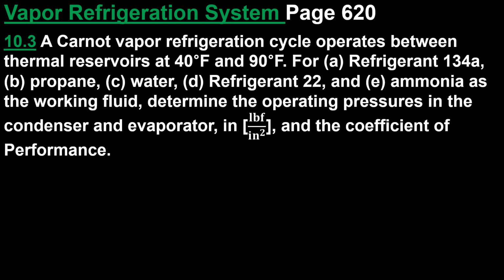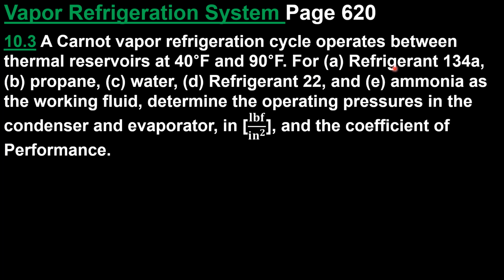Hi, so this is problem 10.3 at page 620, and we are in this problem related to vapor refrigeration system. So in this problem, we are told that we have a Carnot vapor refrigeration cycle that operates between thermal reservoirs at 40 degrees Fahrenheit and 90 degrees Fahrenheit.